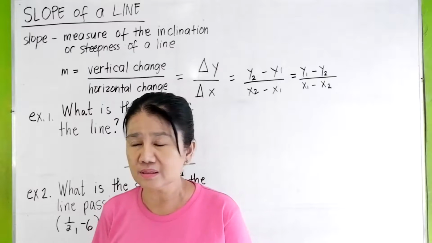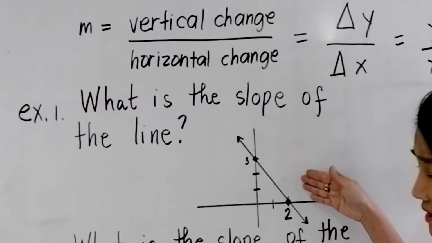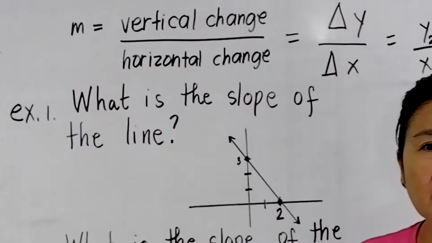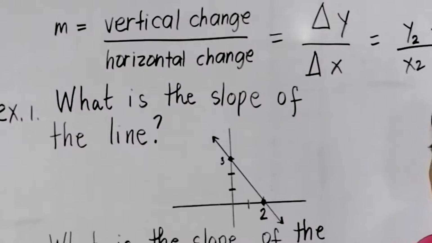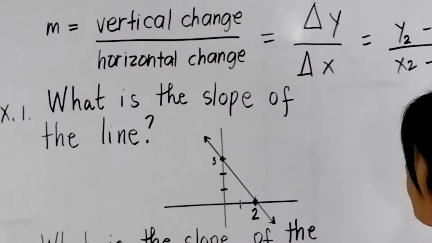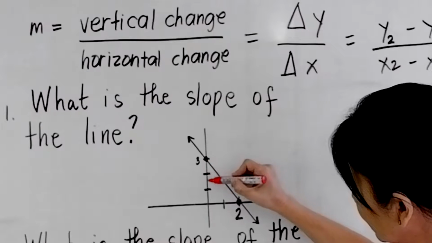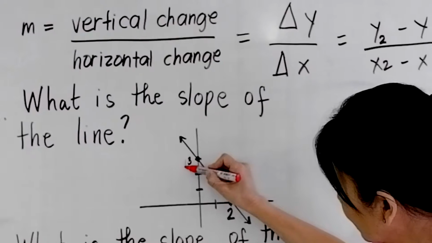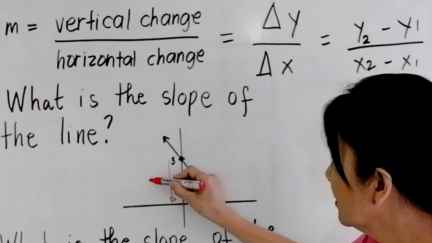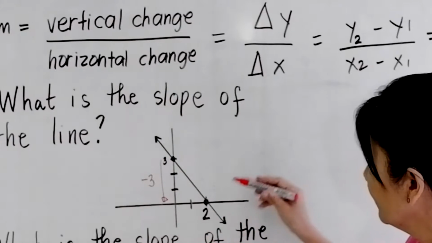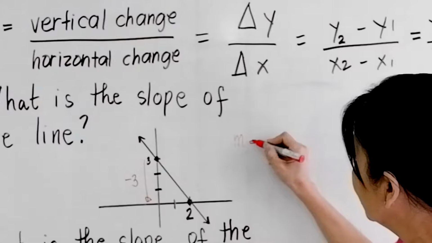Let's have some examples. First example: what is the slope of this given line here? There are two ways for you to get the slope. The first method is by inspection method. You get the vertical change. You see that from 3, you go down. How many steps? 1, 2, 3. We go down 3 steps since we're going down. The change in y, or the vertical change, is -3.